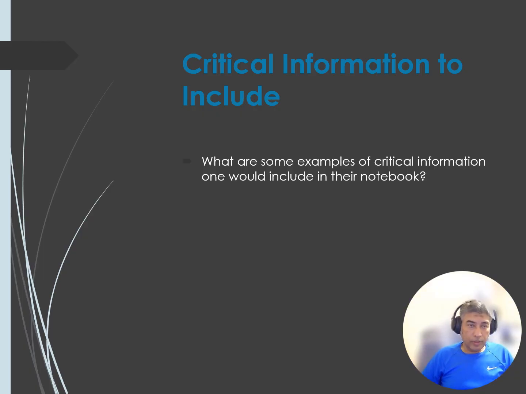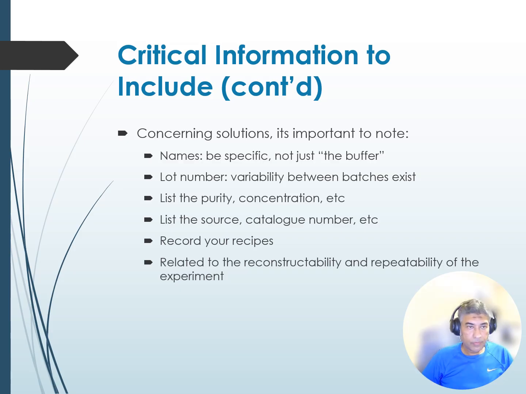Critical information to include. What are some examples of critical information one would include in their notebook? Concerning solutions, it is important to note names, be specific, not just the buffer. Lot number, since variability between batches exists. List the purity, concentration, etc. List the source, catalog number, and record your recipes, related to the reconstructability and repeatability of the experiment.